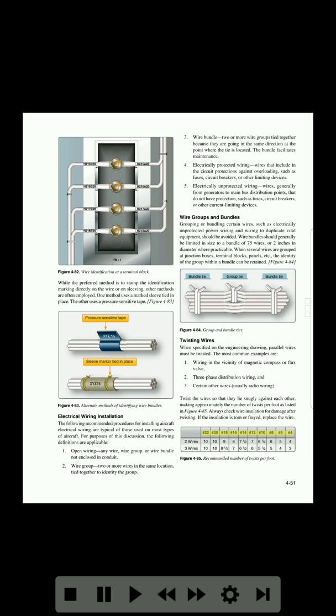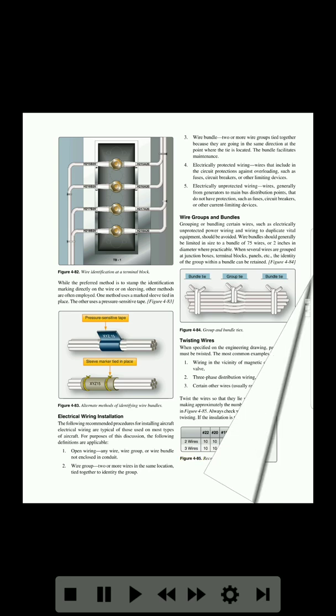#22, #20, #18, #16, #14, #12, #10, #8, #6, #4. 2 wires, 3 wires. 10, 10, 9, 8, 7 and 1/2, 7, 6 and 1/2, 6, 5, 4. 10, 10, 8 and 1/2, 7, 6 and 1/2, 6, 5 and 1/2, 5, 4, 3. Figure 4-85. Recommended number of twists per foot.